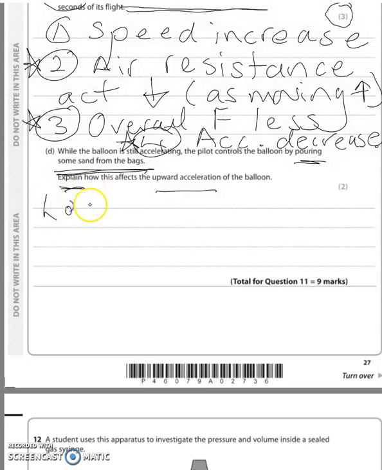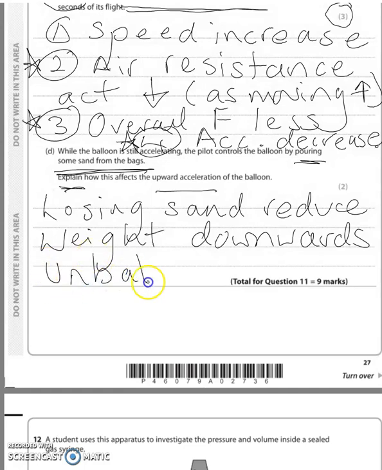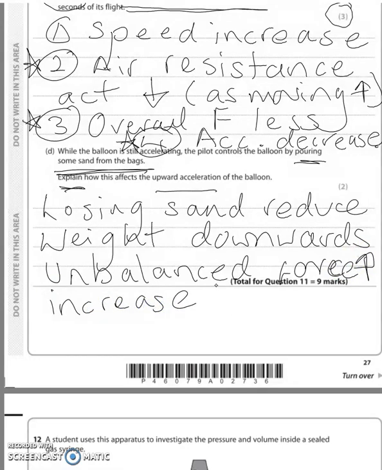So losing the sand will reduce the weight, and the weight is acting downwards. So if you're reducing the force acting downwards, the unbalanced or resultant force upwards will increase again. And if your unbalanced force increases, so does your acceleration.